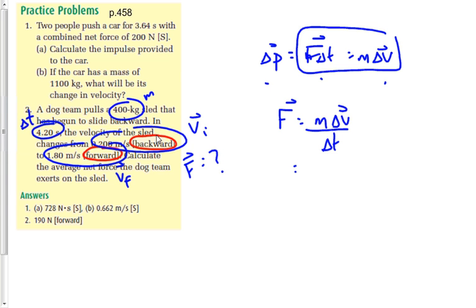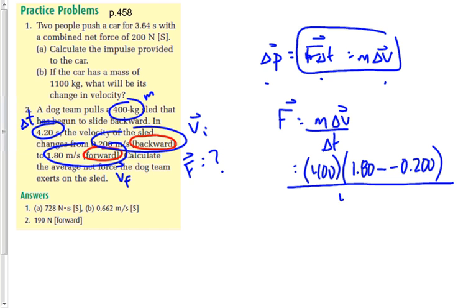M is 400 kilograms. Here's where you got to be really careful, but I'm a lot less likely to make the mistake because I've already identified something in red. I've already identified a place where I can make a silly mistake. Delta V is VF minus VI. It's 1.8 meters per second minus negative 0.2 meters per second, right? I'm not going to forget that because I drew attention to it by circling it in red. Delta T is 4.2.